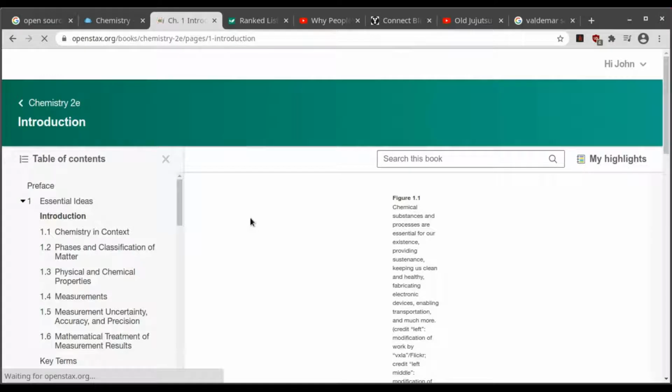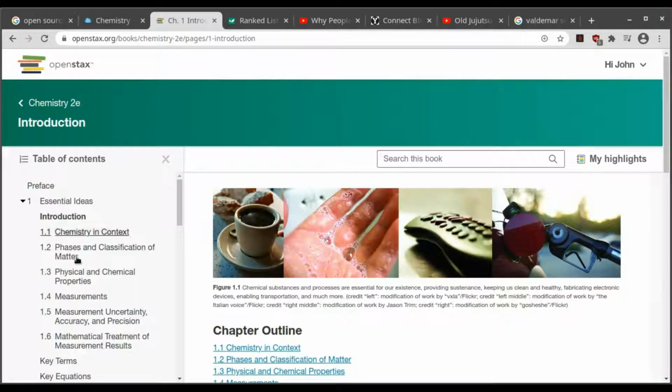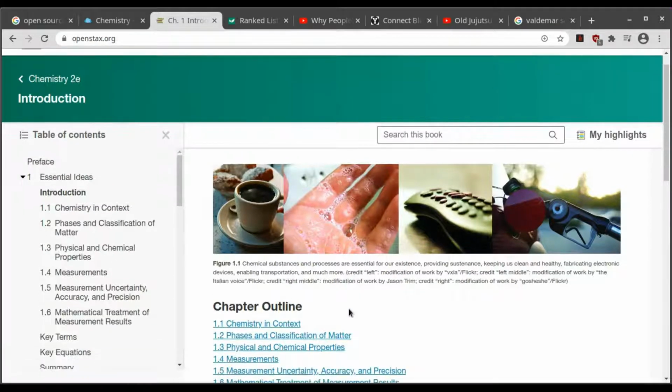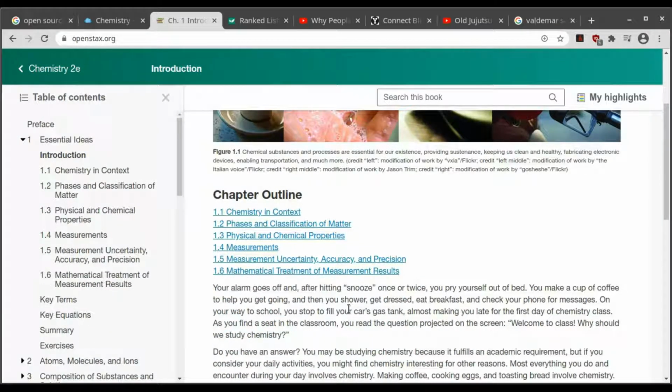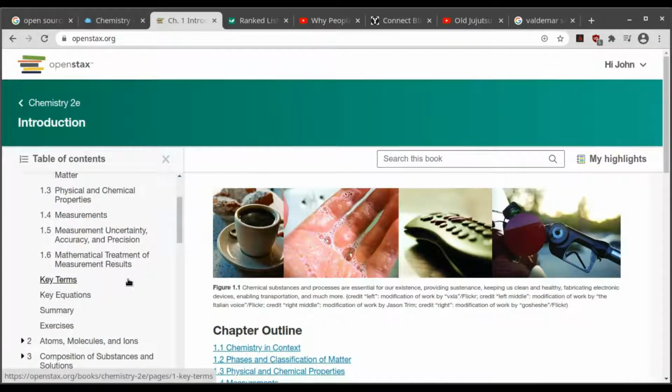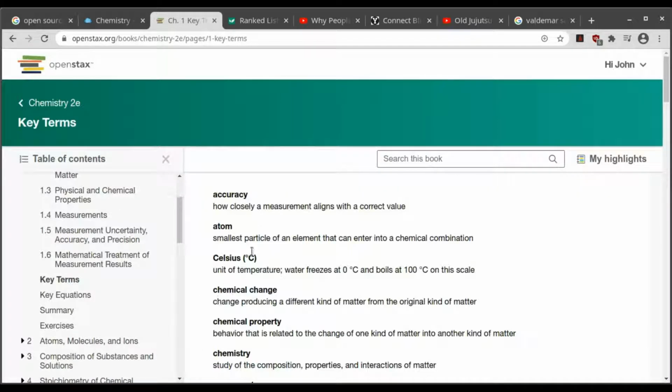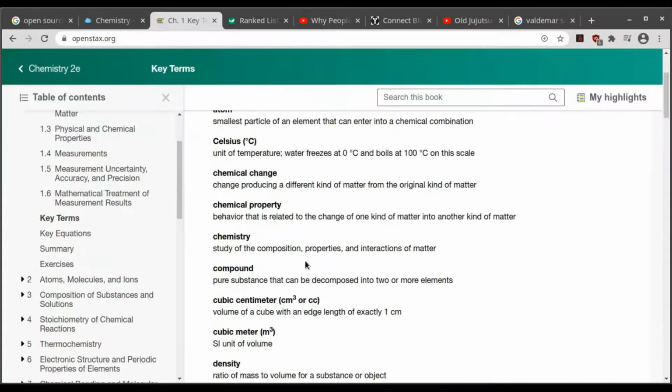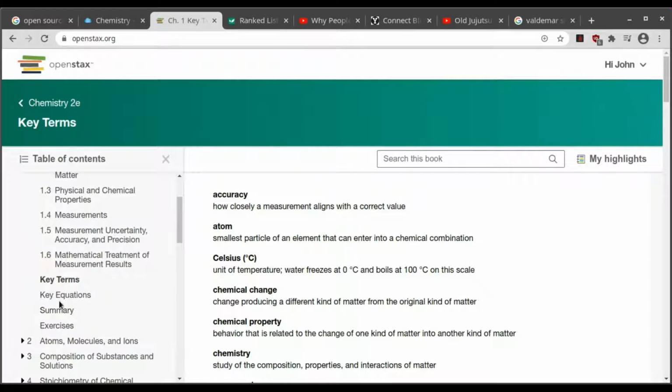And that brings up the introduction page. We have this handy table of contents here on the side, as well as the chapter outline. A few things to note here is that you can jump straight to the key terms. Gives you all the key terms for the chapter, which is nice. It would be easy to copy and paste this straight into a Quizlet.